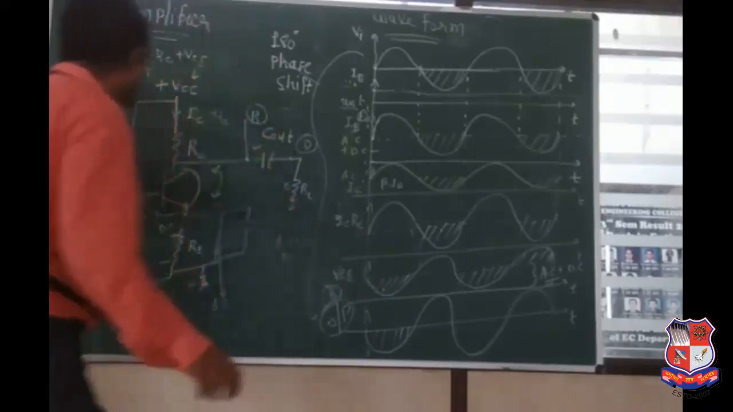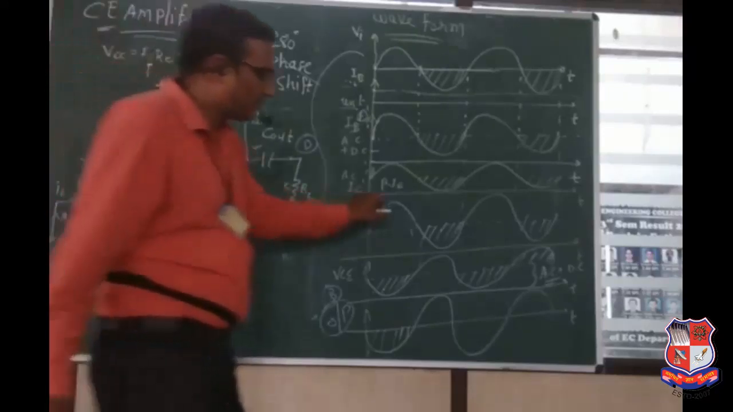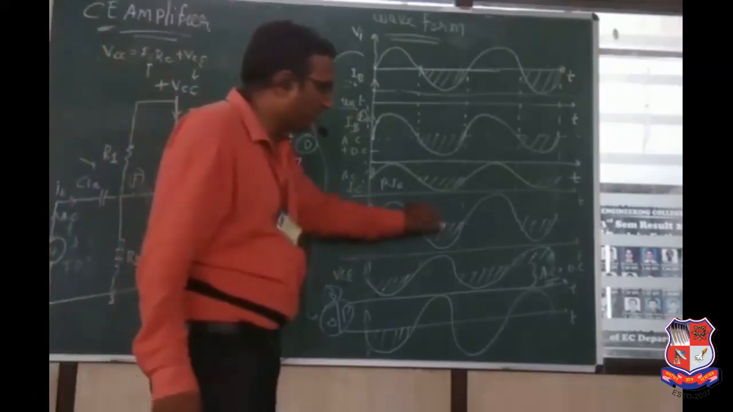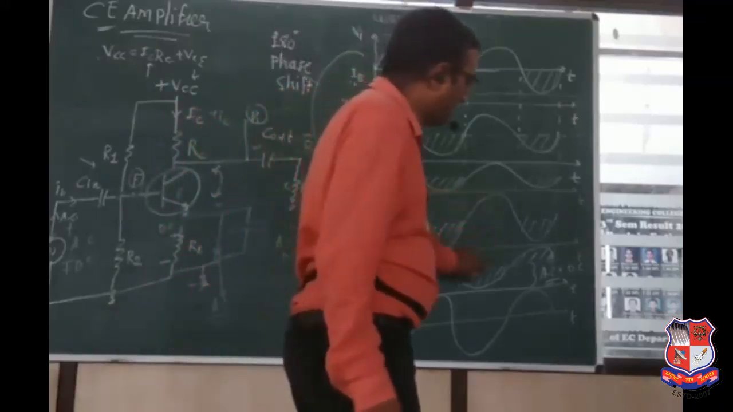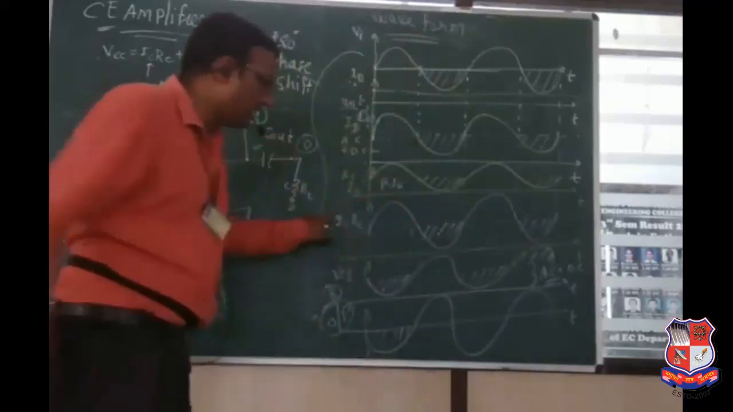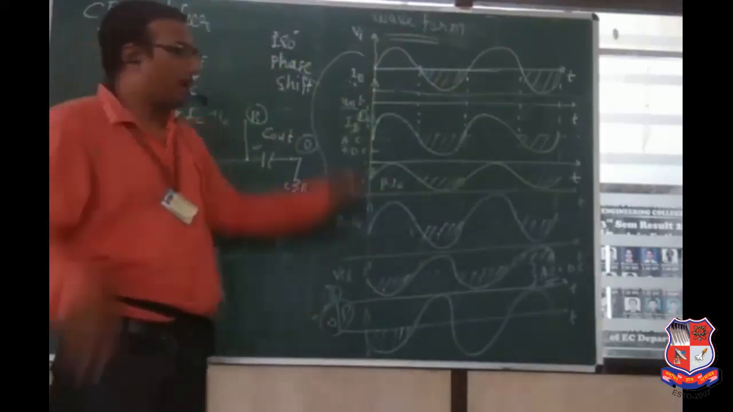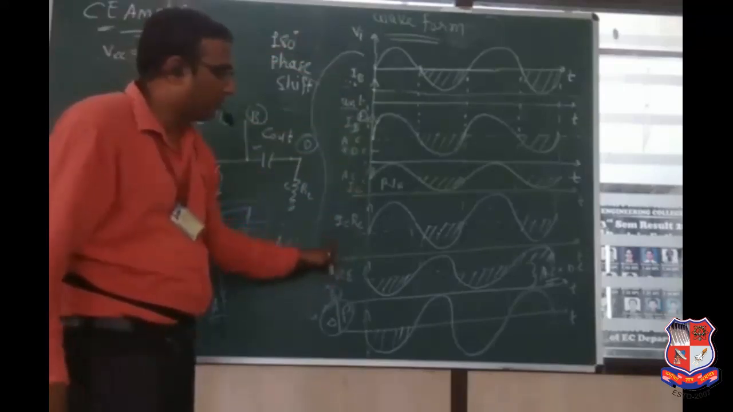Why is it decreasing? VCC is constant. Due to VCC constant, if ICRC increases, VCE decreases. ICRC decreases, VCE increases. So it is the entire waveform. In respect of the entire waveform, it is the most important.